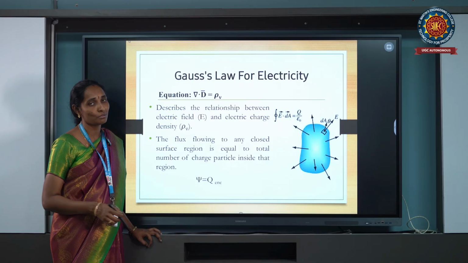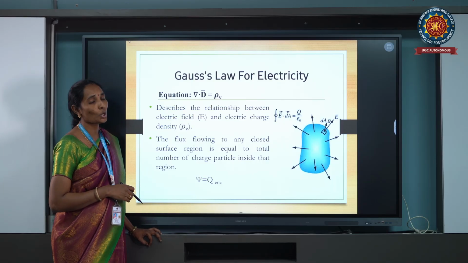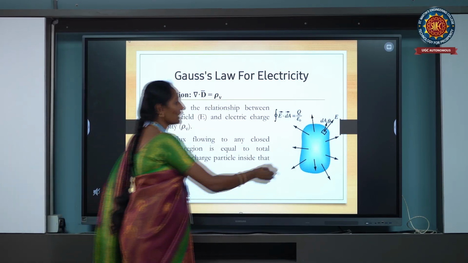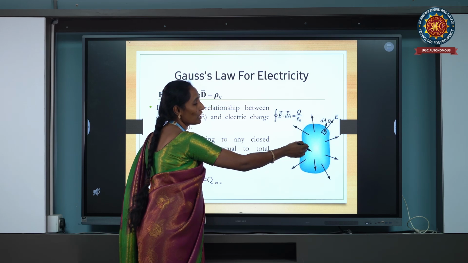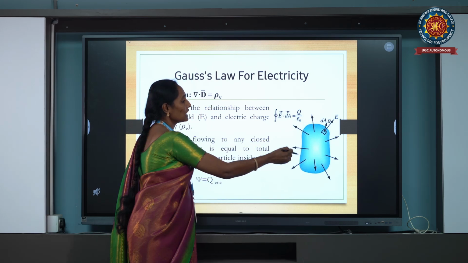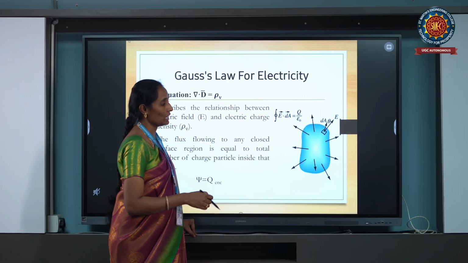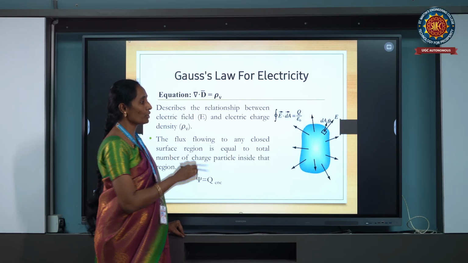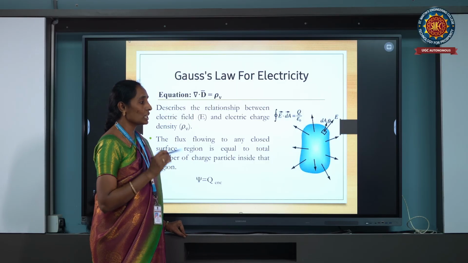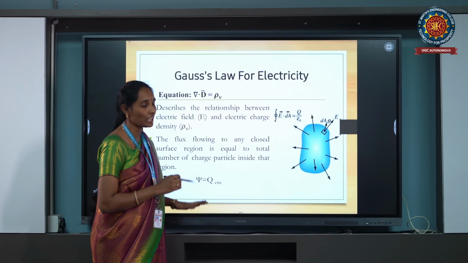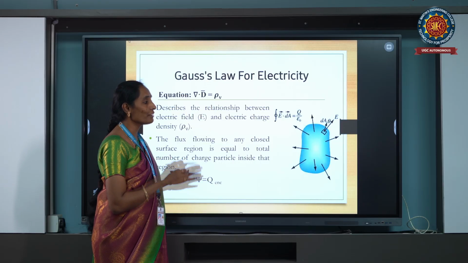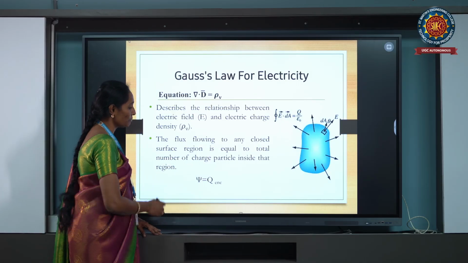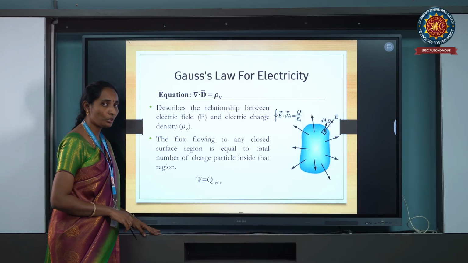The Gauss law is nothing but that the flux flowing through any closed region is equal to the total charge enclosed by that region. Here you can see that the region consists of a number of charge particles, and every charge particle exerts a force on the remaining charge particles. According to the Gauss law, the total flux existing in any closed region is equal to the number of charge particles available inside that region. So according to the statement, the equation is psi is equal to q enclosed.